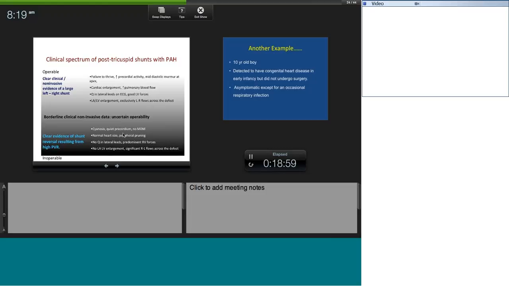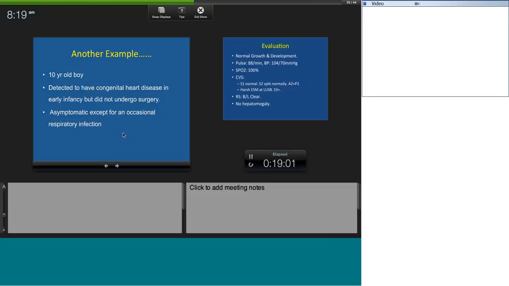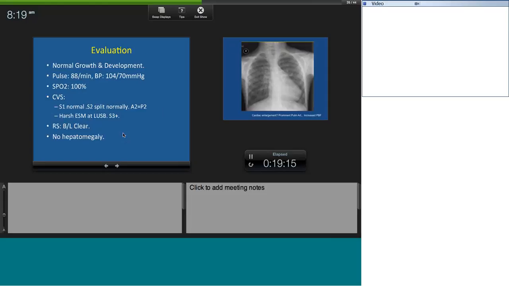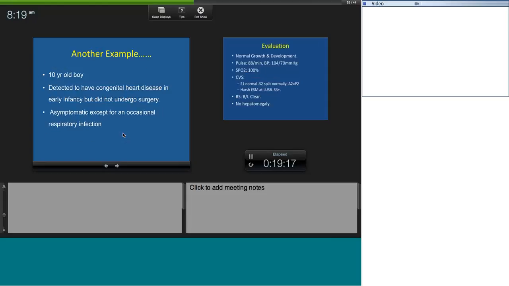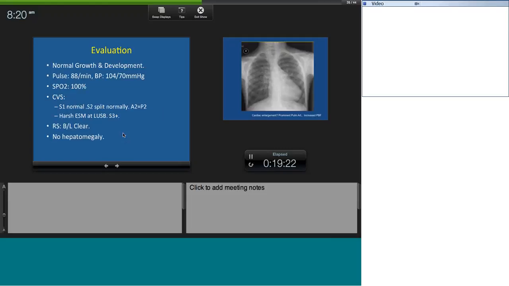So we'll take a borderline example and we'll go through that example. So this is a 10-year-old boy who was detected to have congenital heart disease in early infancy but did not undergo surgery. He is asymptomatic except for occasional respiratory infection. It's a typical story. What's very interesting is you often hear this story in older children who present late. So he's done well. Normal growth and development, attending school. He has some minimal restriction of activity, but he's pretty much like other children. He's pink.